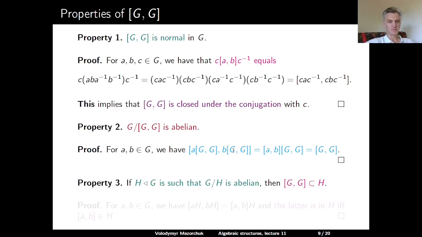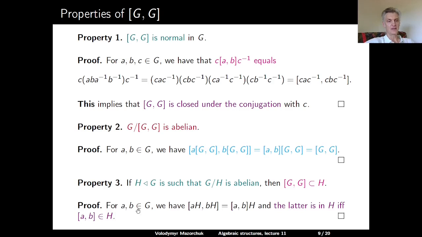And property 3: if H is a normal subgroup of G, such that G modulo H is abelian, then H contains the derived subgroup. In other words, the derived subgroup of G is a minimal, with respect to inclusions, normal subgroup of G, such that the quotient modulo it is an abelian group.